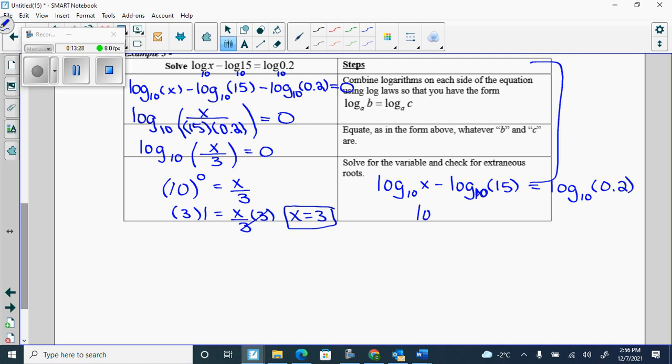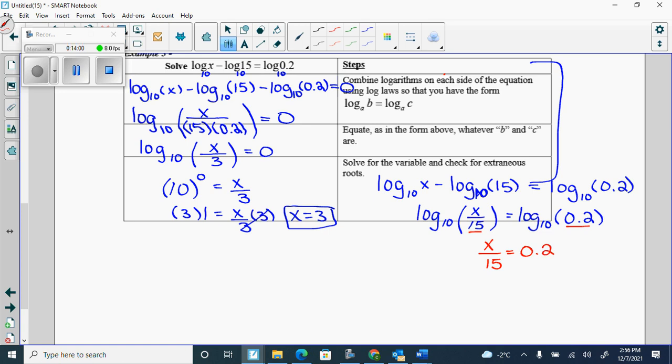We can go log base 10 of x over 15 equals log base 10 of 0.2. Now if this is a true statement, what's true about this? If it's log base 10 of x over 15 equals log base 10 of 0.2, what is equal? X over 15 and 0.2. That's what I started doing and then I got stuck. So now you get x over 15 equals 0.2.